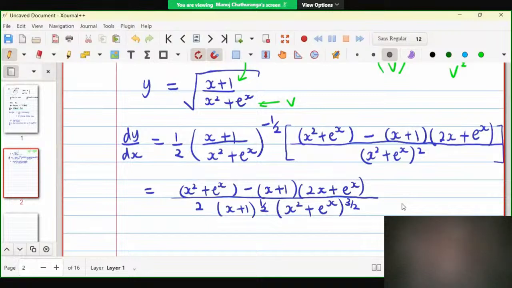So sometimes you have to apply more than one rule to differentiate the same function. Here we have to use both the chain rule and the quotient rule. Sometimes the quotient rule and the product rule. Depending on the function, you have to apply more than one rule, so you need to know all the rules. You cannot just learn the product rule and the power rule and hope to differentiate all the functions.